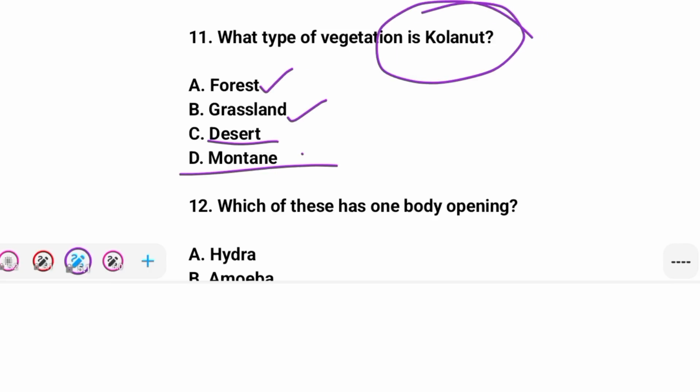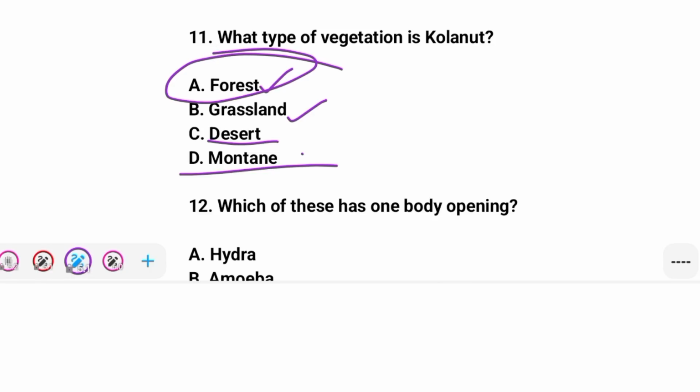So since Kolanut is available all year round, it needs a large amount of rainfall. So the answer is forest vegetation. So Kolanut majorly thrives in tropical rainforest. So the answer is option A.